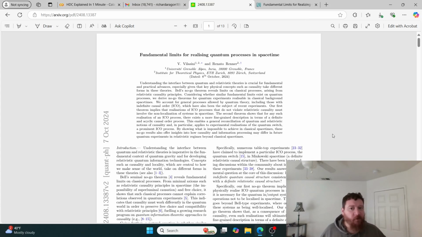Today, when I normally talk to you about a research paper, it's typically about AI, but I want to talk to you about a physics research paper today. It's called Fundamental Limits for Realizing Quantum Processes in Space-Time.